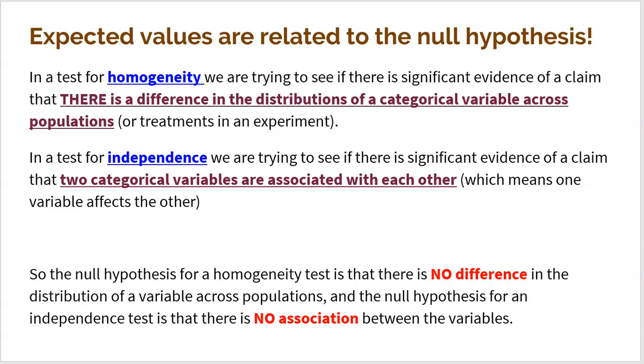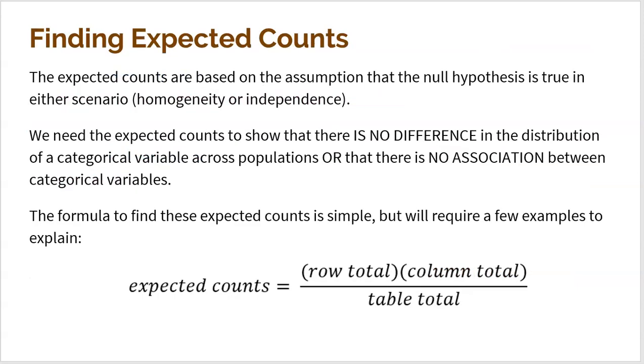So the null hypothesis for a homogeneity test is that there is no difference in the distributions across populations, and the null hypothesis for an independence test is that there is no association between the variables. So keep that in mind when it comes to finding the expected values. Okay, so this is it, right? The expected counts are based on the assumption that the null hypothesis is true. Remember, when you find those expected values, you have to assume that the null is true. And I'm going to explain that in more detail when we look at these examples. But once you understand that, we need the expected counts to show that there is no difference in the distribution of the categorical variable across populations, or that there is no association.